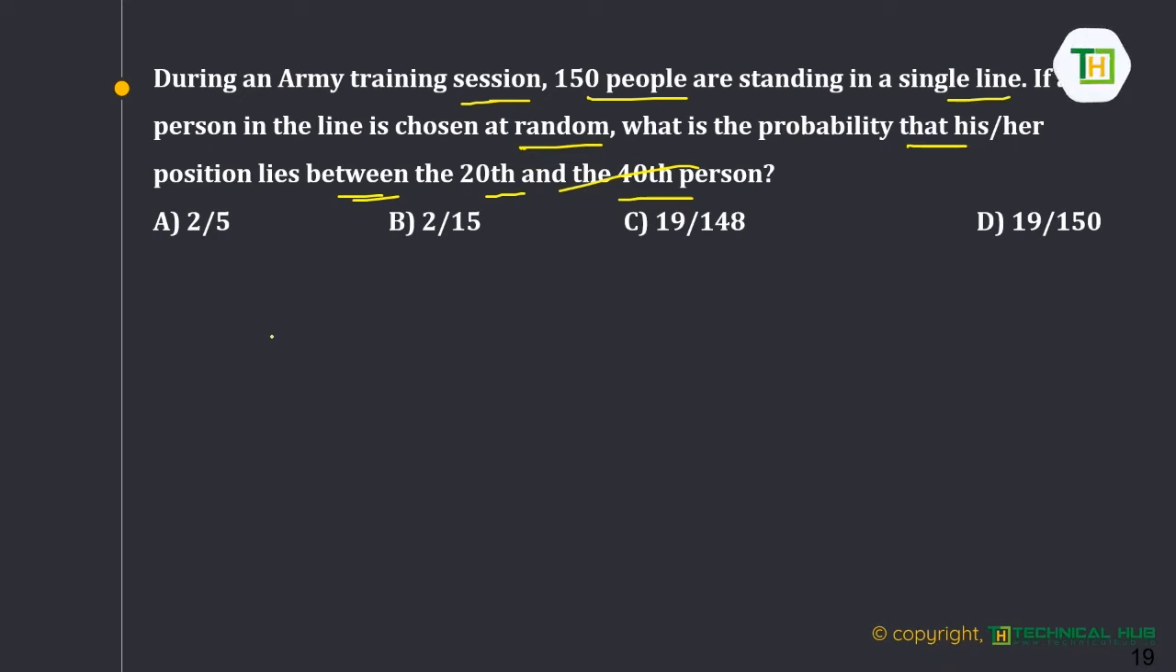First of all, you know how to calculate the probability of any event: favorable outcomes by total outcomes. Here total outcomes are 150. So 150 people are there. I have to choose only one person out of 150, which means how many ways are possible? 150 C1, that is nothing but 150 only. So your total outcomes are 150.